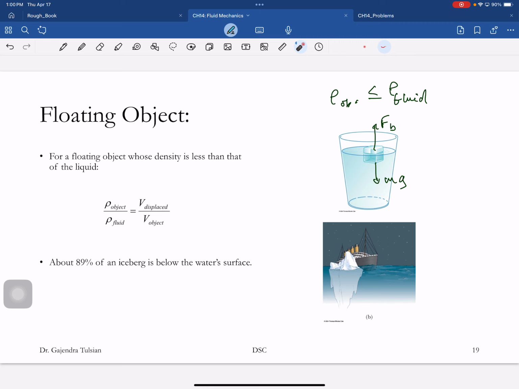And so if the object's density is 60% the density of the fluid, 60% of the object is underwater. If the object's density is 80%, 80% of the object is underwater. For ice, the density of ice is 90% that of water. So 90% of an iceberg is underwater. Every captain knows that.